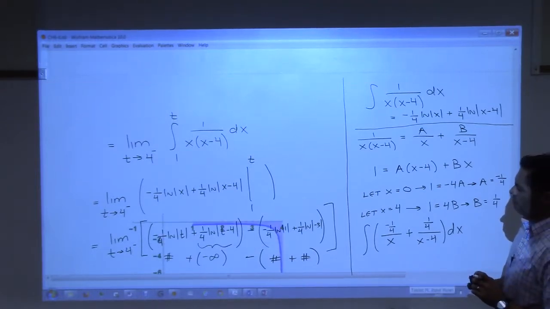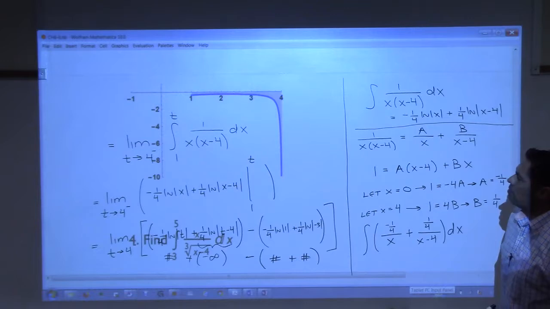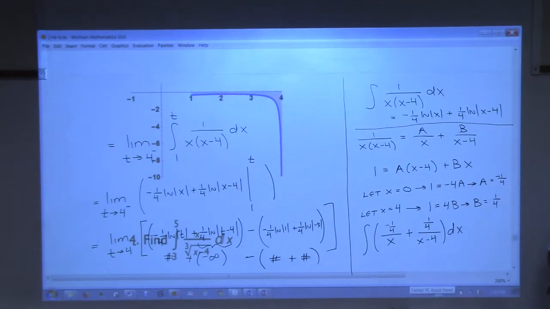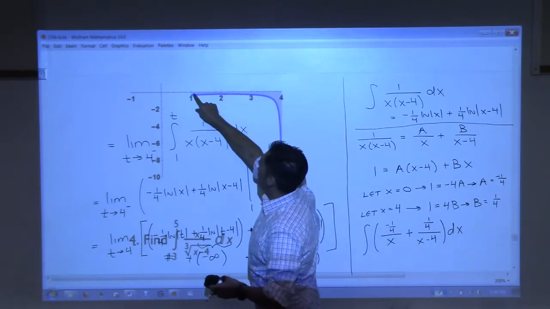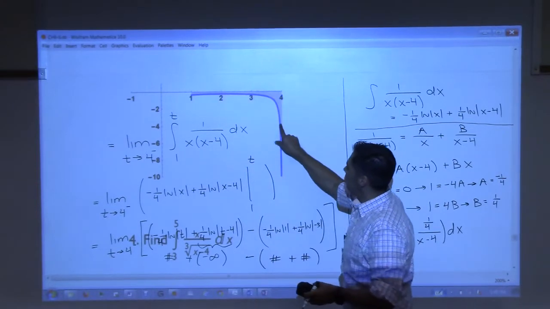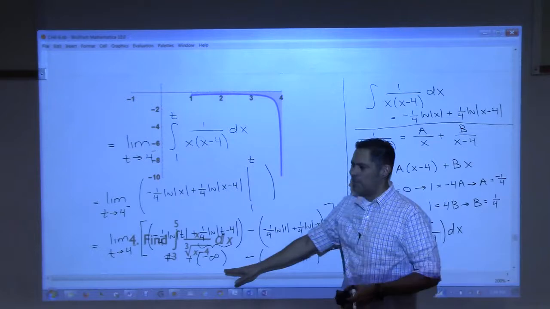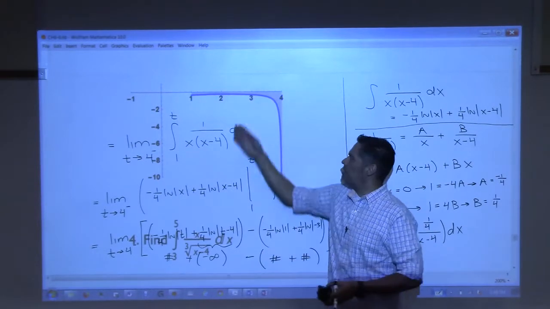Wonder if I graphed this one. Oh, there it is. So there's the graph of that function between 1 and 4 only. And hey, check it out. This graph is below the x-axis. And so it kind of makes sense that we got negative infinity. It's like a negative area.